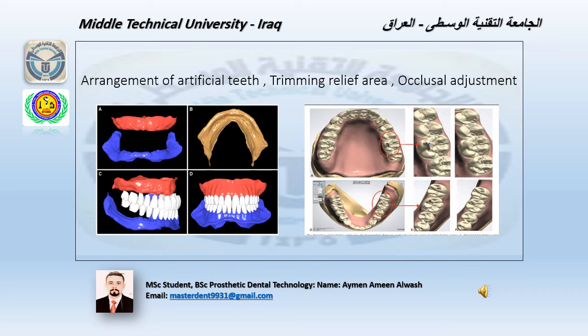After that, we are doing trimming of the relief area. In the maxillary denture, the relief is at the maxillary tuberosity and the incisive papilla in the hard area. And in the mandibular, we can relieve the oblique ridge and mylohyoid ridge according to the requirements of the complete denture.